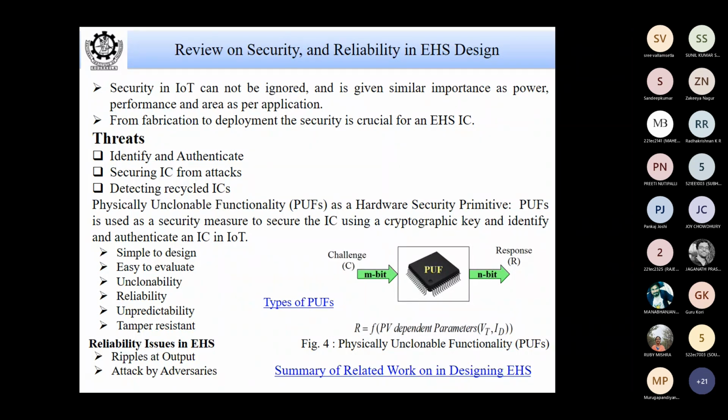Security in IoT cannot be ignored. That is what I have been emphasizing from the beginning, and it is given an importance as power, performance, and area. In VLSI design, we all the time say that what is important is to make the size as small as possible, because we want to pack more and more devices.